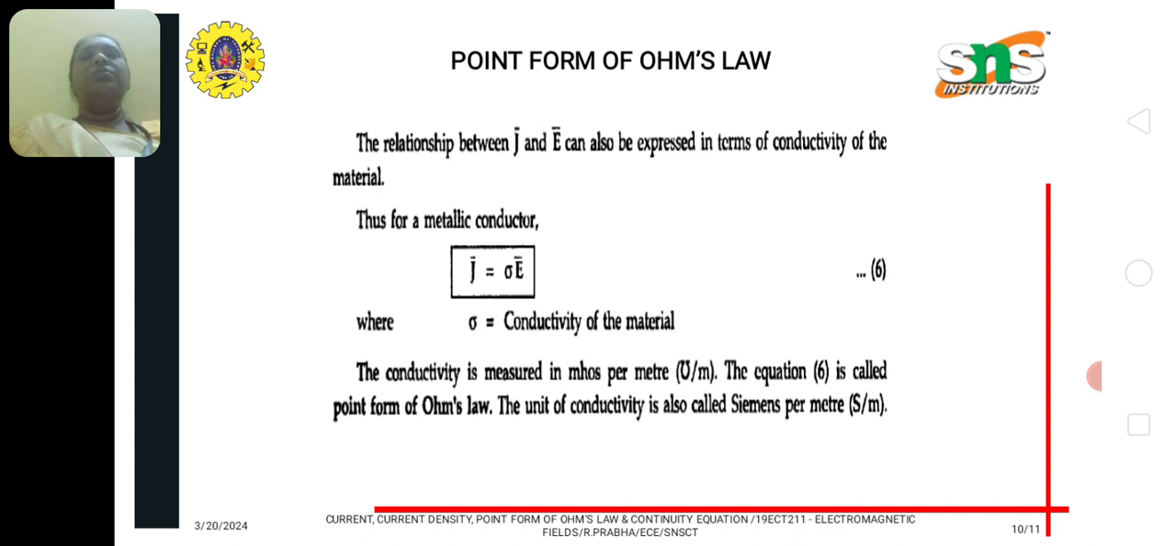Now coming to the point form of Ohm's law. It says that for a metallic conductor, J, the current density, is equal to sigma into E. Here sigma is the conductivity of the given material. We know that conductivity is measured in mhos per meter, and this equation J is equal to sigma E is called the point form of Ohm's law. Here we note that the current density and electric field intensity are both in vector form.